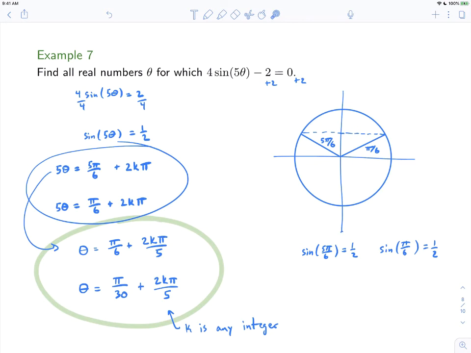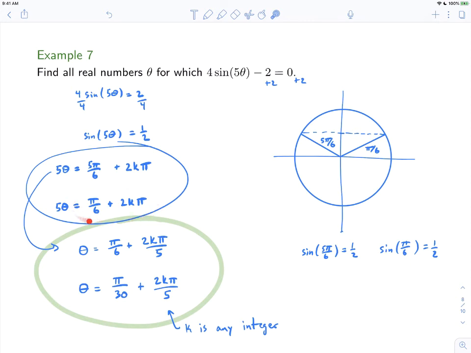So one angle that gives us sine of whatever is 1/2 is pi over 6, right? That's one of the angles for which sine of that angle gives us 1/2. But all of the angles coterminal with it also have that property. So that's why we add on the 2k pi. This is all even numbers times pi. So we're looking here at all complete revolutions, or all complete rotations.